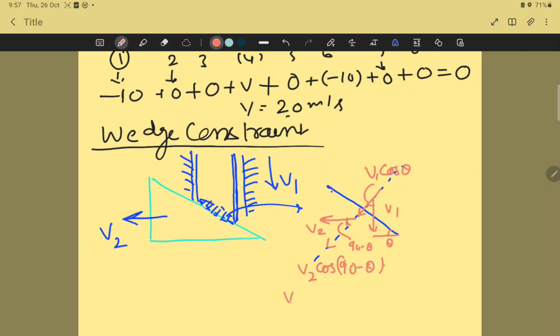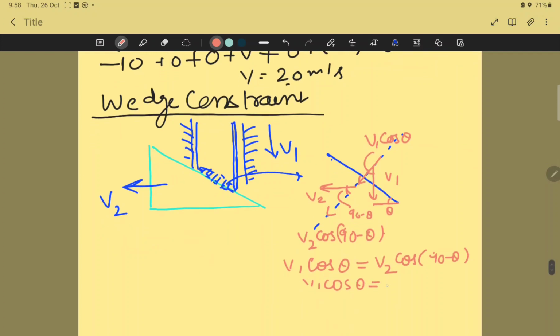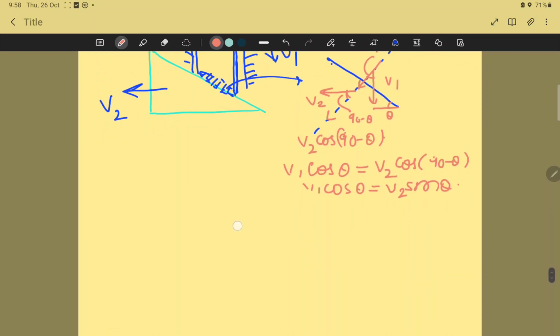So by this way we can say v1 cos theta, velocity is not changing, so it will be equal to v2 cos(90 minus theta). So by this equation we can say v1 cos theta should be equal to v2 sin theta. So this is the wedge constraint.